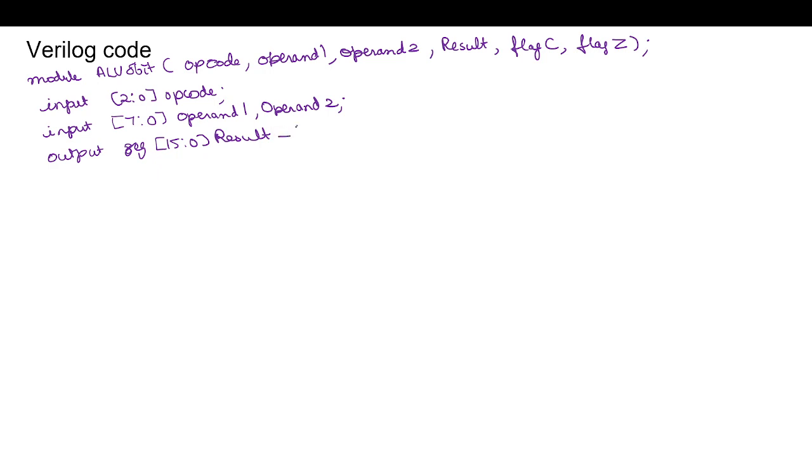I can initialize this to be 0 initially, then output reg flag C, which is also 0, and flag Z, one tick b0.